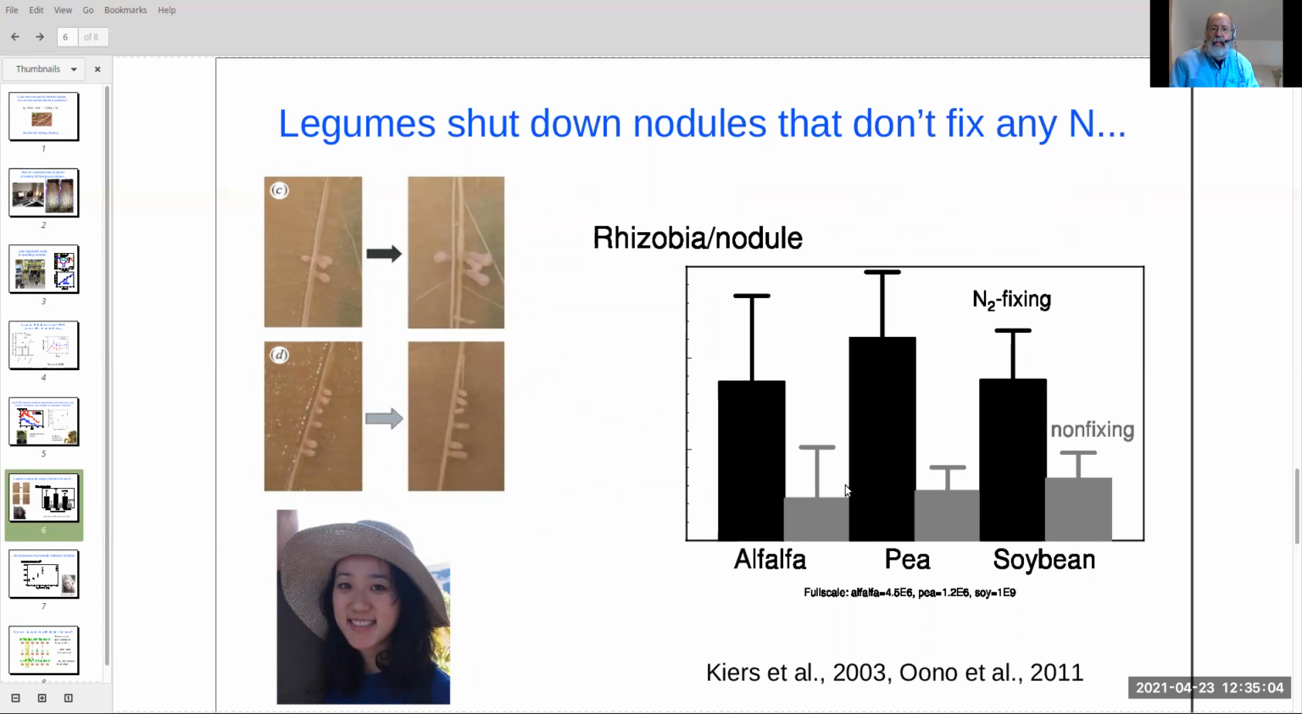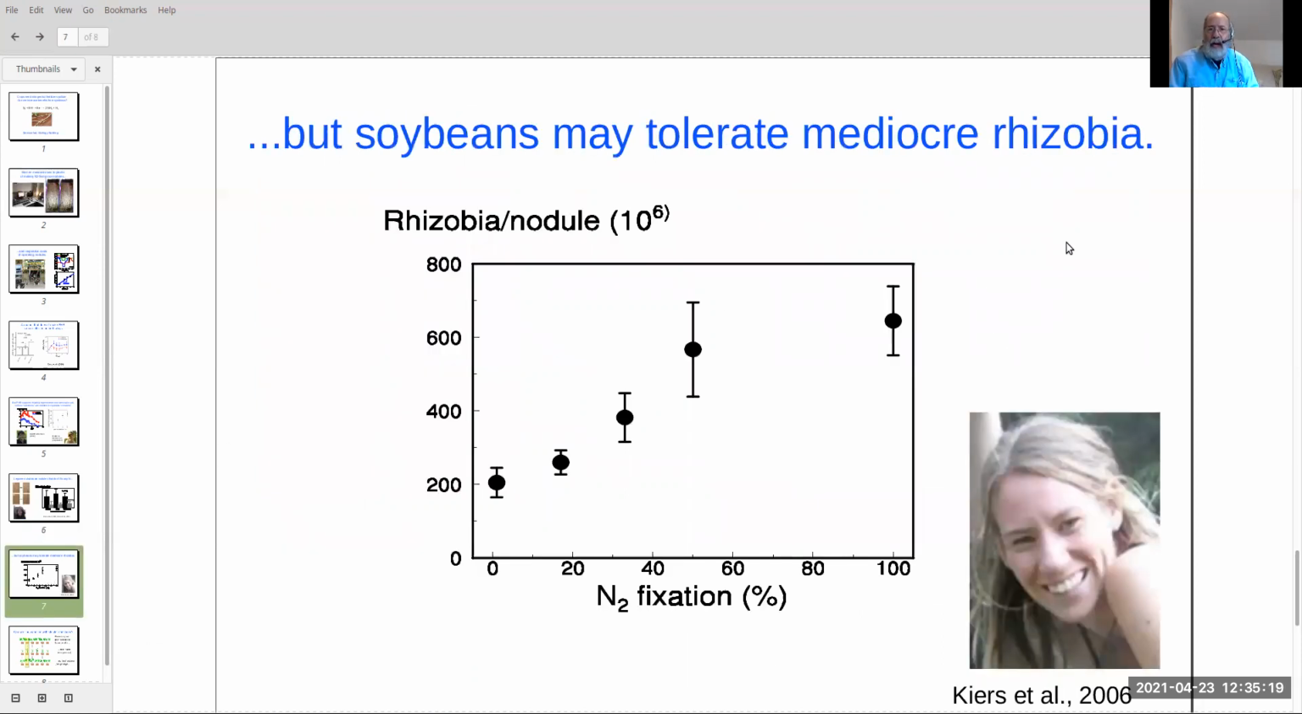and reproduction. And you can see this lower reproduction for alfalfa, pea, and soybean in all cases when the rhizobia didn't fix nitrogen. But those were cases when they didn't provide any nitrogen at all. What about mediocre rhizobia that provide nitrogen at, say, half of the normal or half of the ideal rate? Well, Toby Keers, now a professor in Amsterdam, looked at that. And sure enough, if the rhizobia fixed very little nitrogen or none at all, then they reproduce less than the rhizobia that were fixing at full rate.